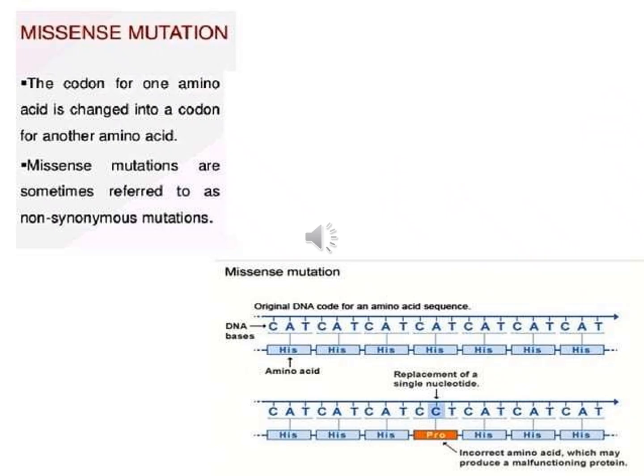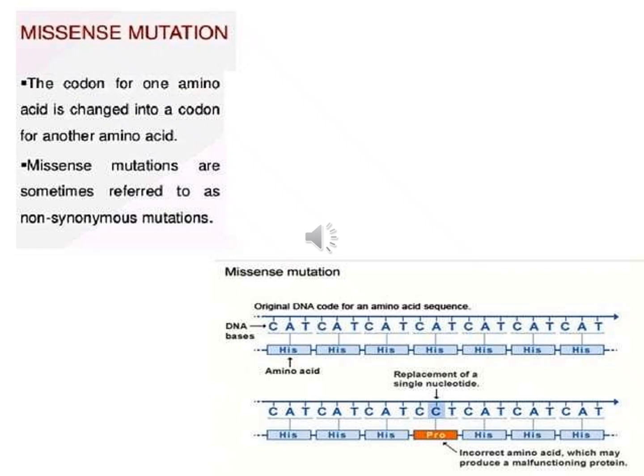This is about point mutation, that is missense mutation, in which the codon containing the changed base codes for a different amino acid. The sequence of amino acids in the protein changes. In an acceptable missense mutation, the substitution of amino acid has minimal or no effect.